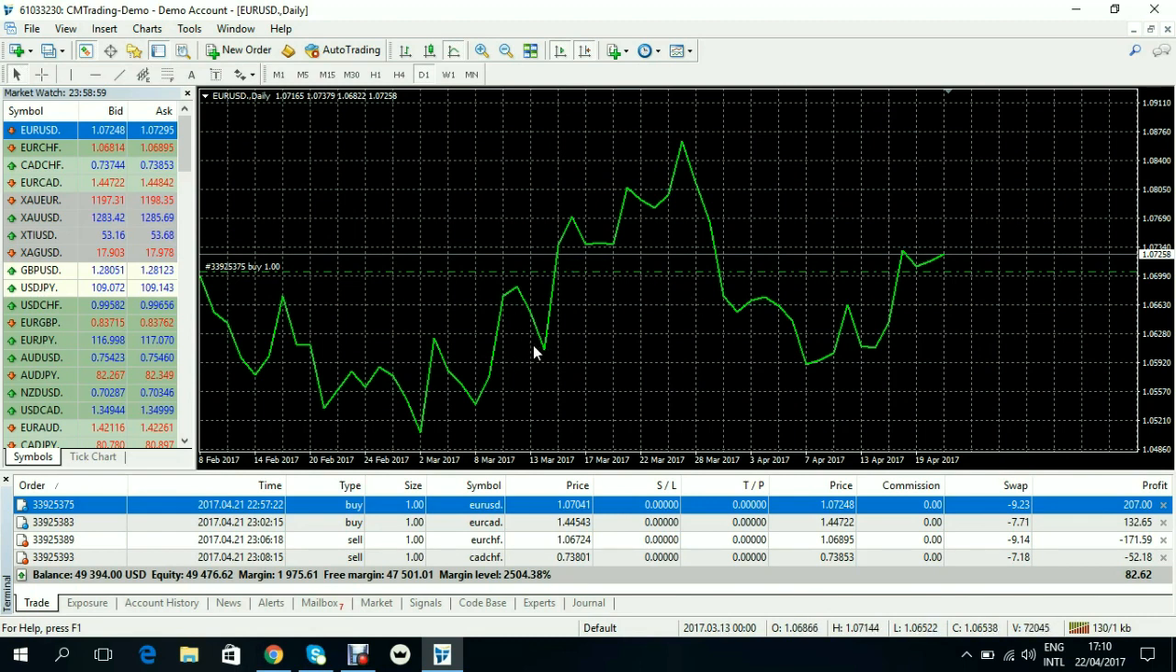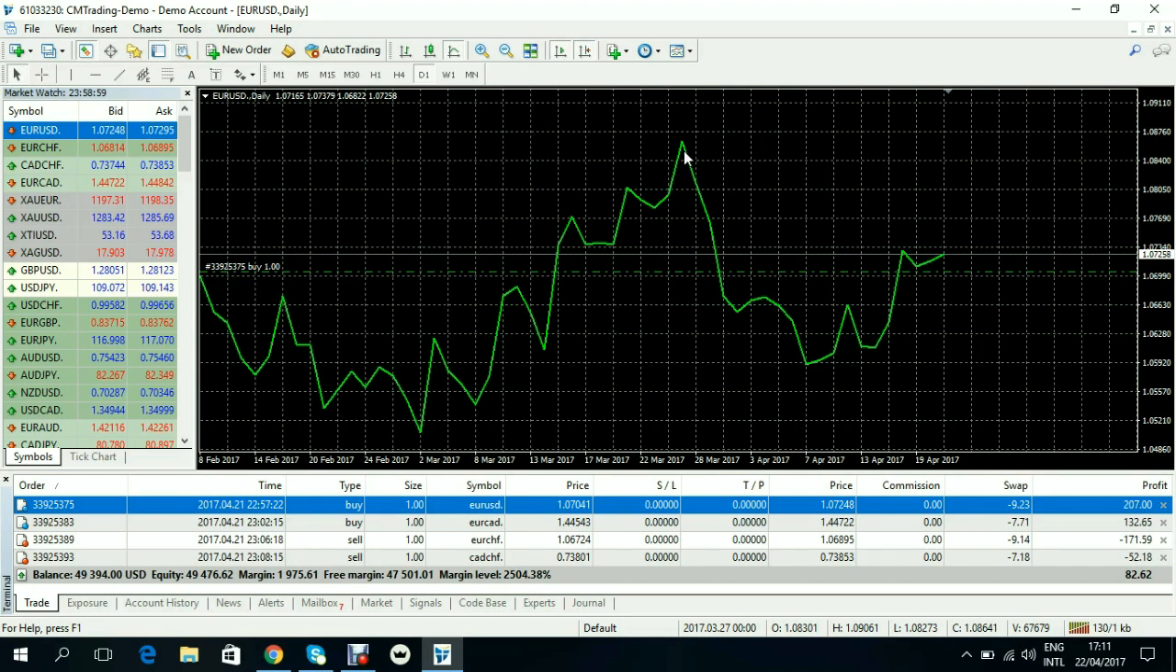Immediately a support is broken or a resistance is broken, the price will continue in that same direction. We will be looking at supports and resistances in more detail in the advanced videos, but I hope that now you understand what supports and resistances are.